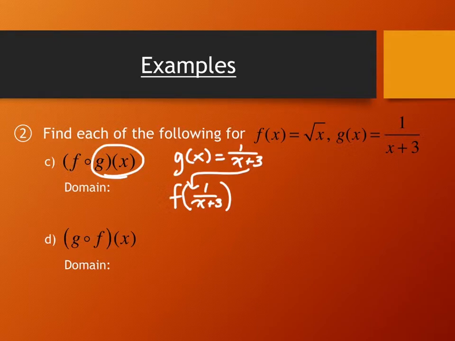Okay, so previously I put a number in there, but when I put variables in there, it's the same thing. It simply means replace the x with all this stuff. It's messier, but it's the same thing. In place of x, which was underneath the square root, I will have 1 over x plus 3.